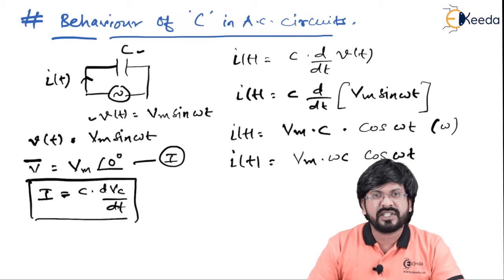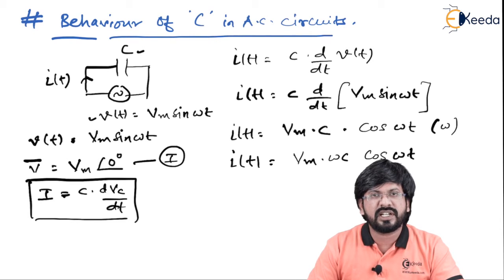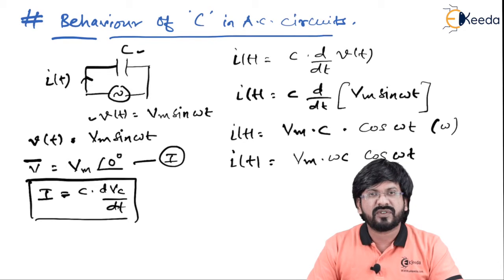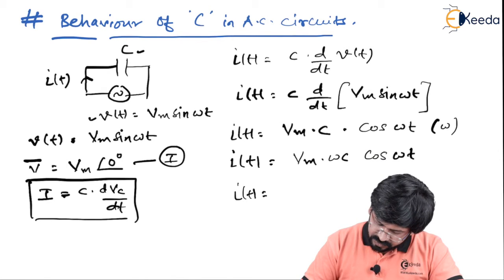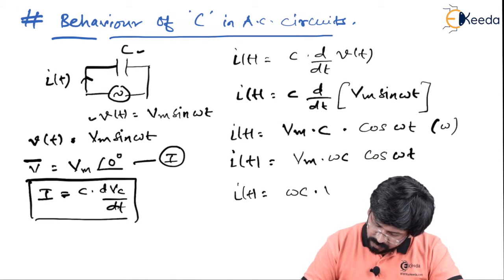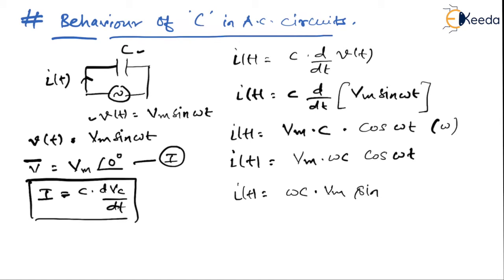We always have a tendency to represent current as well as voltages in terms of sine. Let us convert cos of omega t into sine. So cos of omega t can be replaced in case of sine as sine of omega t plus 90 degree. i of t is omega C times Vm sine of omega t plus 90 degree.